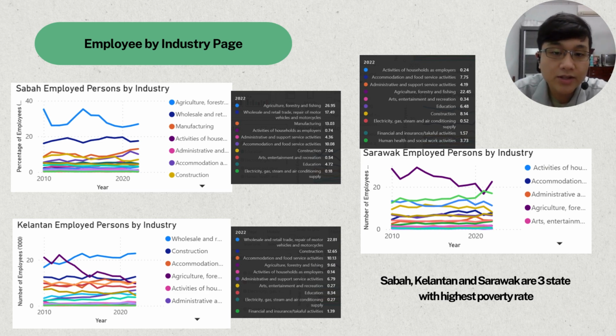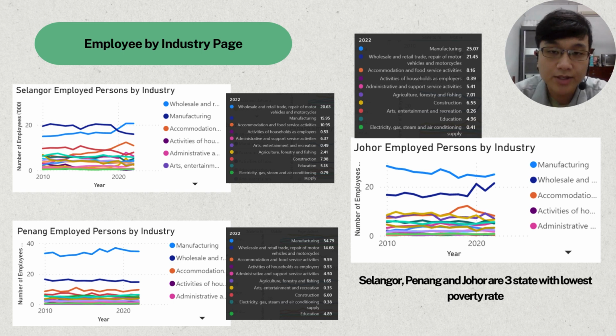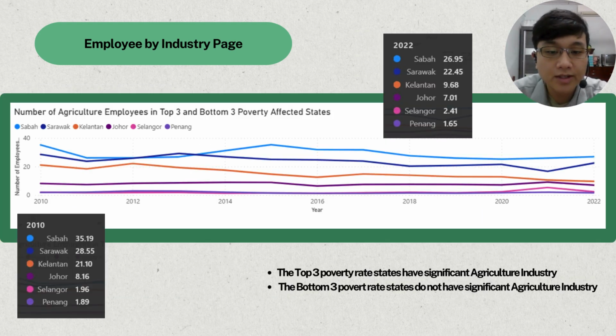Next, we also want to link the major industry to these poverty-stricken states. In Sabah, Kelantan, and Sarawak, which are the states with the highest poverty rates, a lot of people rely on agriculture, except for Kelantan, which has shifted mostly to wholesale recently. Meanwhile, Selangor, Johor, and Penang, which are the least poverty-stricken areas, rely on wholesale and retail trade or manufacturing industries. So the top three poverty states have a significant agricultural industry, while the bottom three do not have a significant reliance on agriculture. It is shown that relying more on agriculture might be a factor leading to poverty.